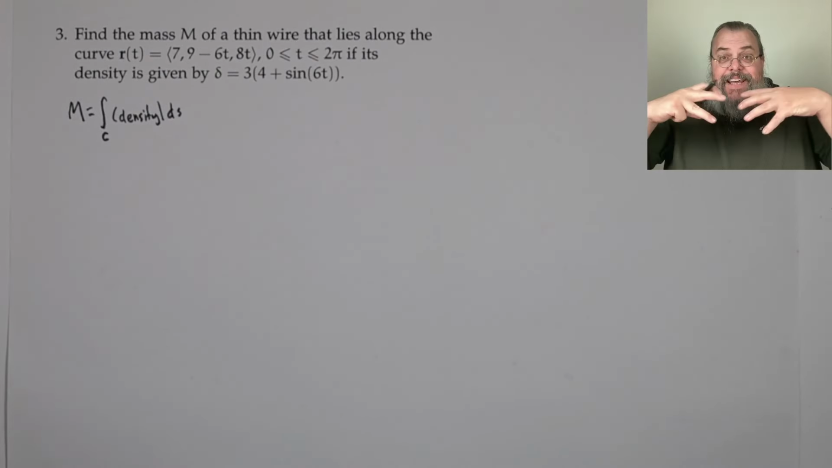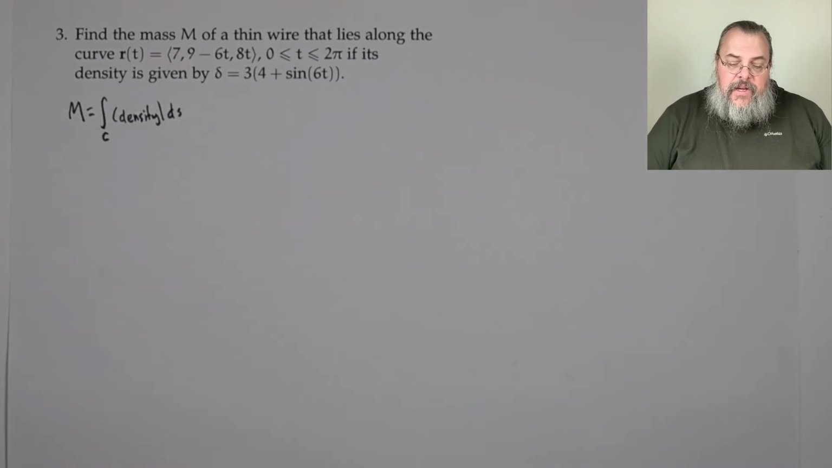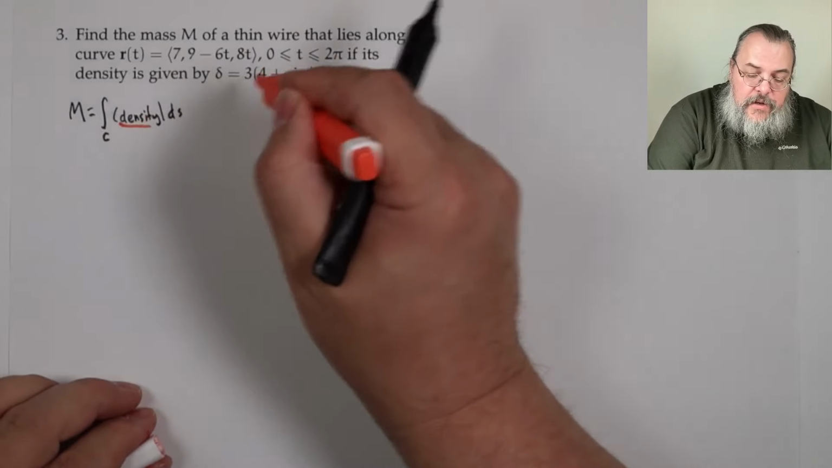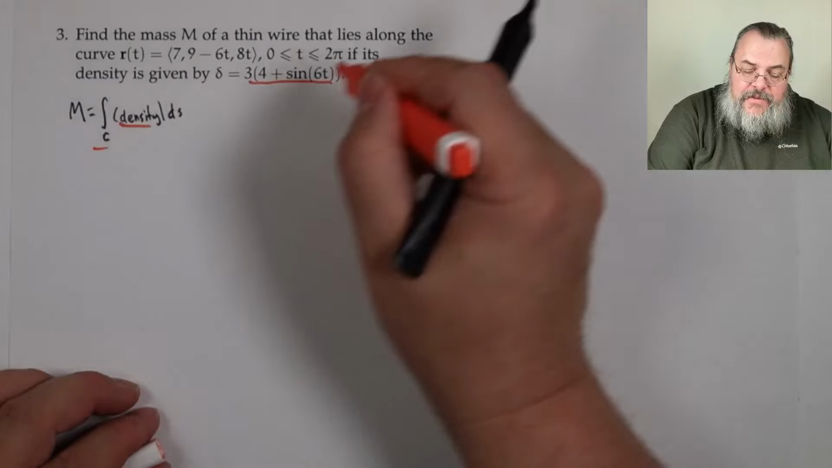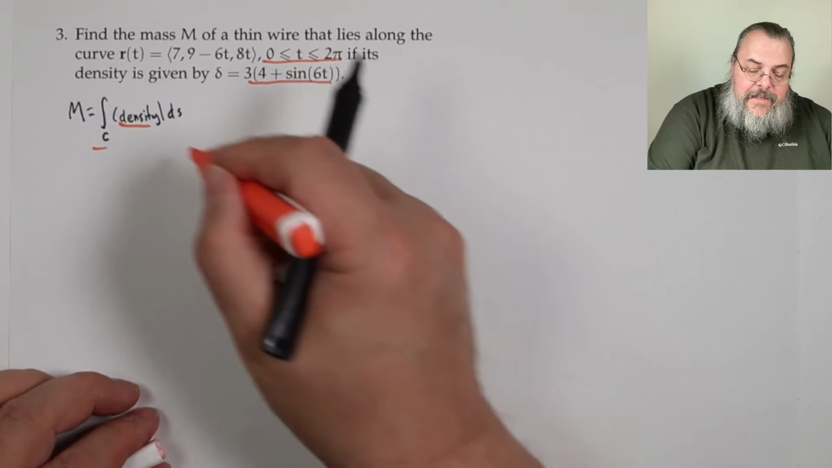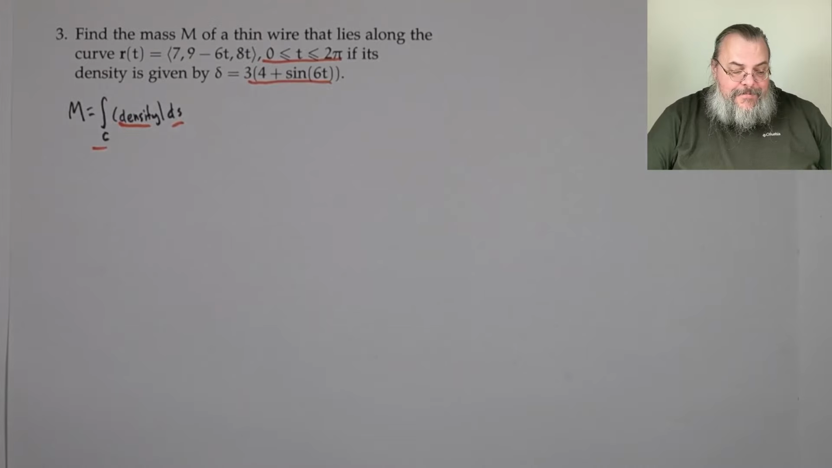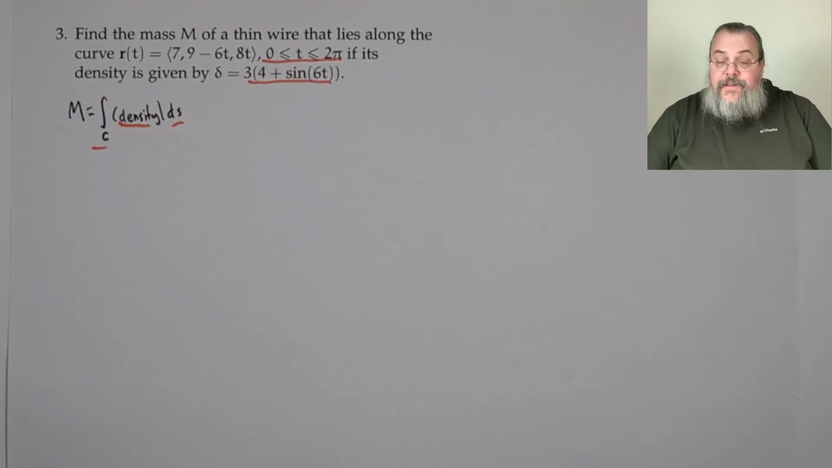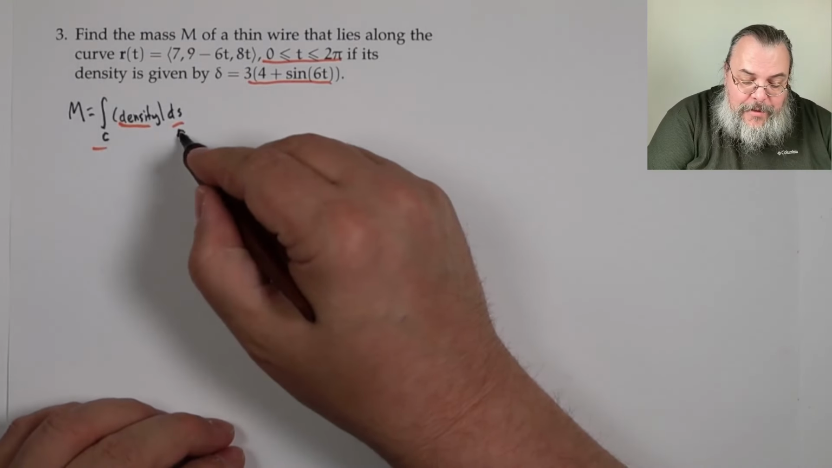Now, what do we do? Well, we're going to translate everything in terms of t. So we're going to say, what's our density in terms of t? Good news, we know that. What are our bounds in terms of t? Good news, we know that. And then what is ds in terms of t? Okay, we got to talk about that. As a reminder, we got to figure out what is ds. So, there's a formula for that. Who would have thought? Well, we all would have thought.